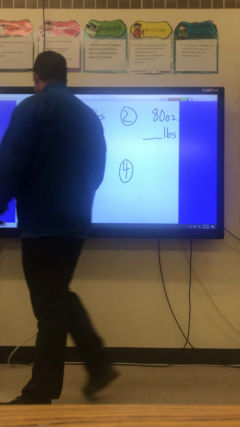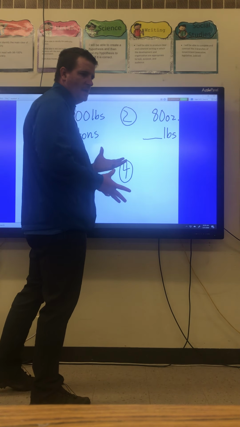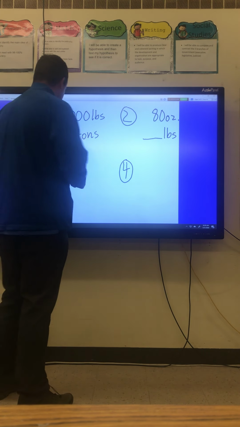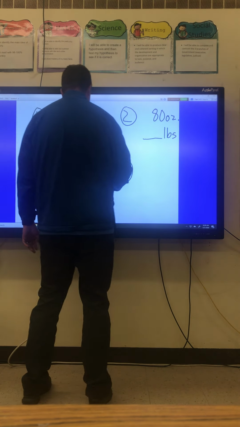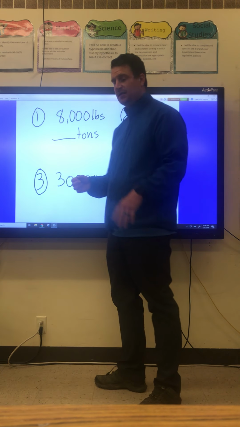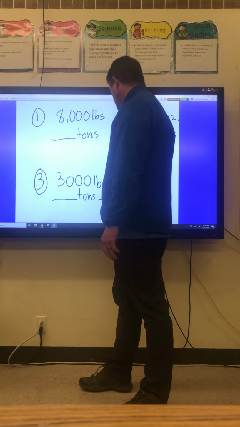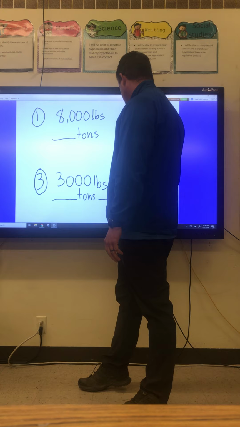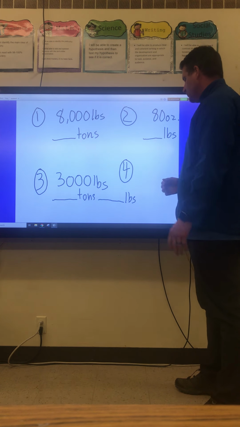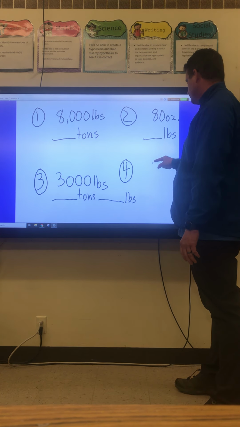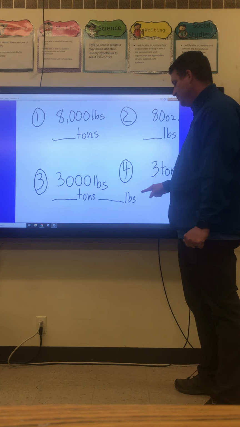Okay, this one's going to be a little difficult because you're going to have to convert this into tons and pounds. So we have 3,000 pounds. I want to know how many tons that is. And you might have some left over, so it might be such and such tons and such pounds. For our last one, this is where it can be a little more difficult. You're going to have to do both conversions. So I have 3 tons. I want to know how many ounces that is.